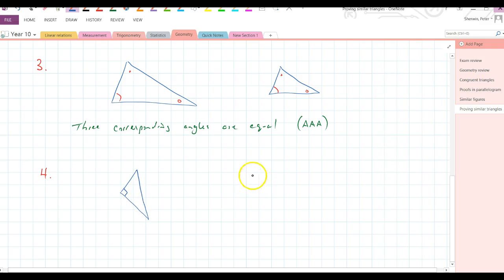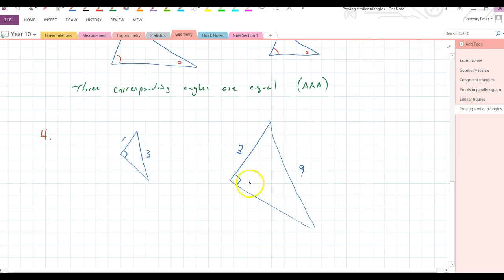Okay, there's the right angle there, and I've got a right angle triangle here. Obviously the right angles. If I've got information about the hypotenuse, maybe that's 3 and that's 9, and then one of the other pairs of sides in the same ratio. So in this case, 1 to 3. So 1 to 3 there. Then that's good enough. It's good enough because of Pythagoras.